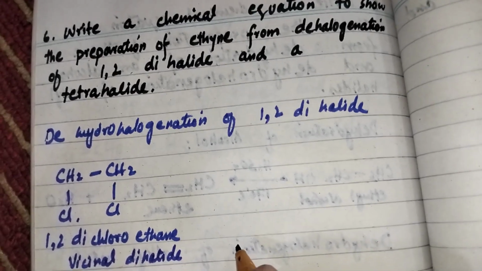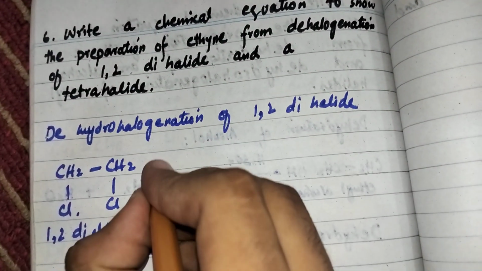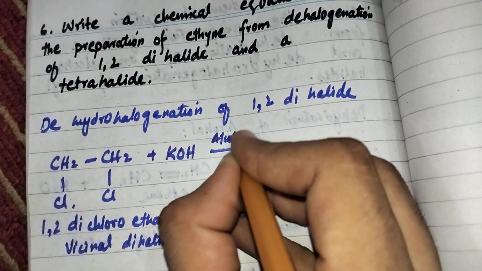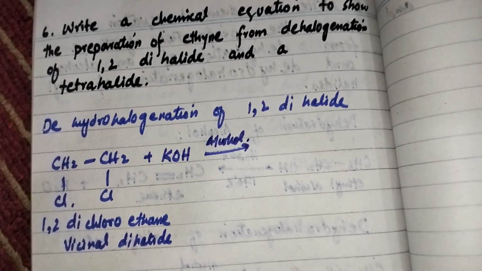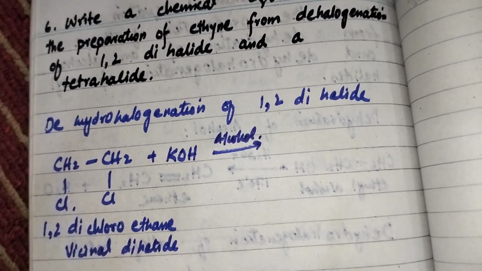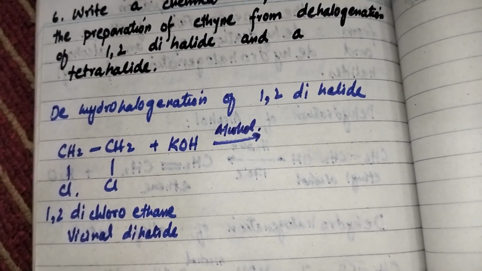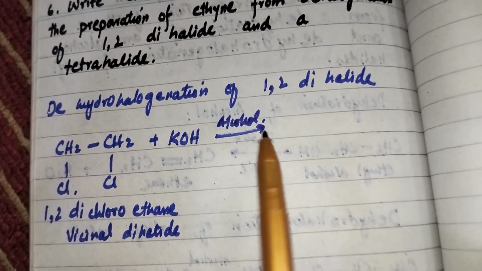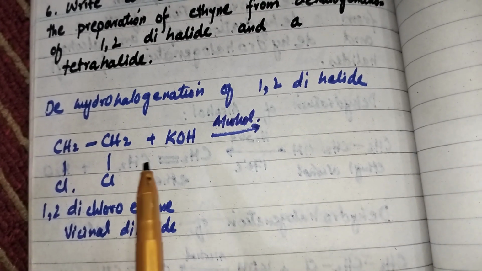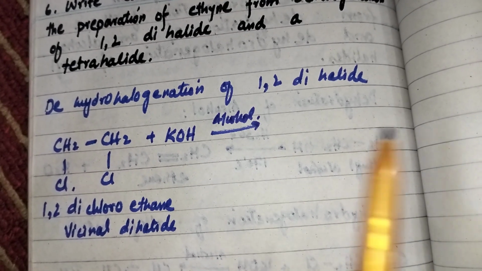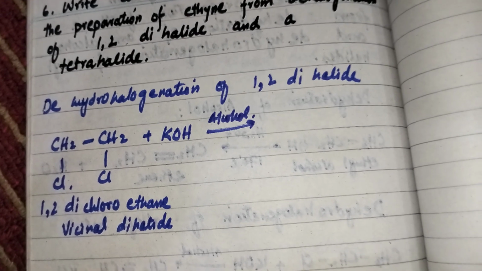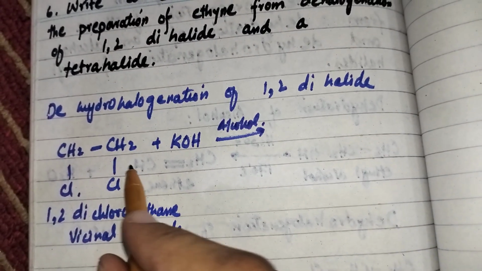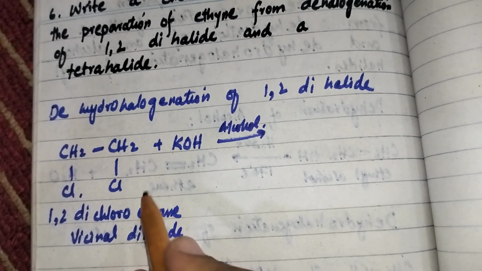So 1,2 dichloroethane is reacted with KOH in the presence of alcohol. So it is a preparation by dehydrohalogenation. Whenever you have to perform dehydrohalogenation, you have to react the molecule with KOH in the presence of alcohol. Dehydrohalogenation means that you have to remove the hydrogen and the halogen atom.